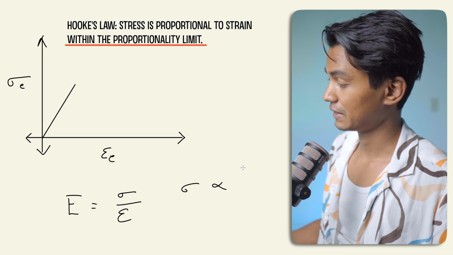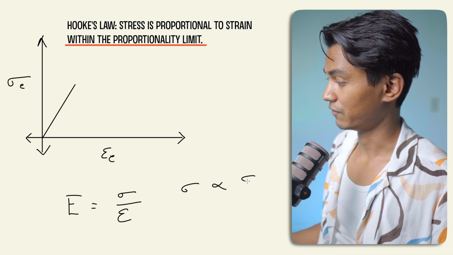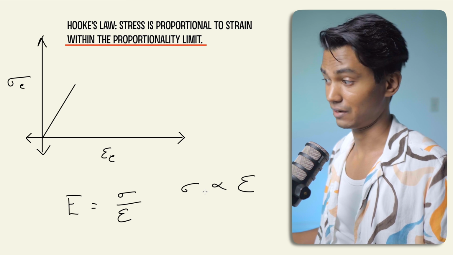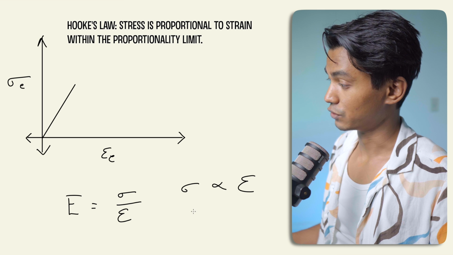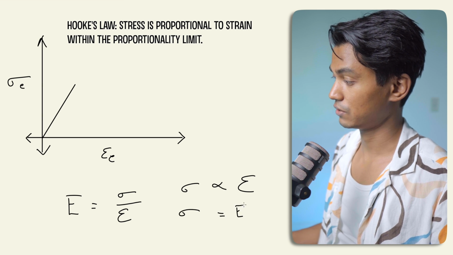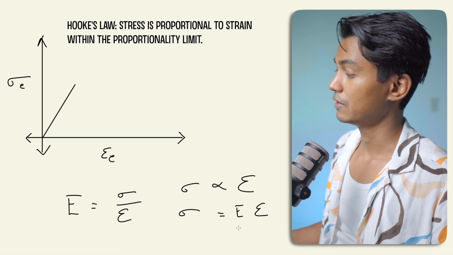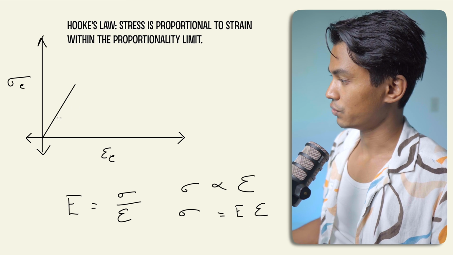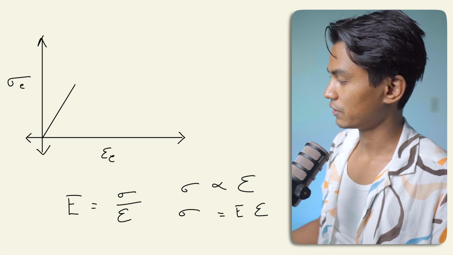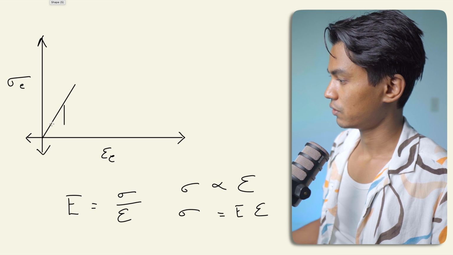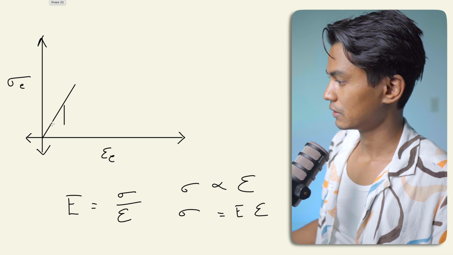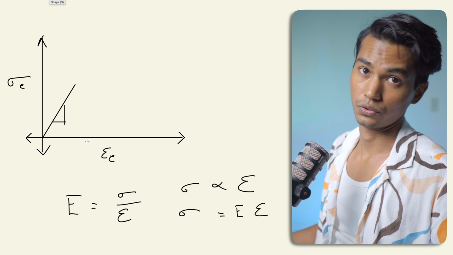And by saying that, we know that if there's any proportionality, that can be converted into equality by adding a constant of proportionality. And so we are going to say stress is equal to some constant, which is a constant of the material, multiplied by strain. And as you know, at any point, the slope of this is going to give the ratio of stress by strain. That is why the slope of this straight line is equal to Young's modulus.